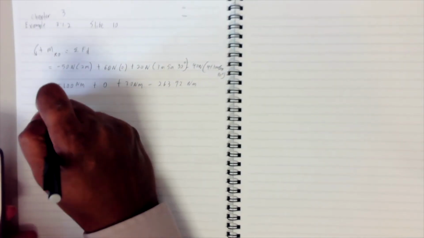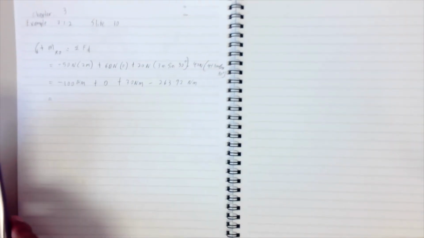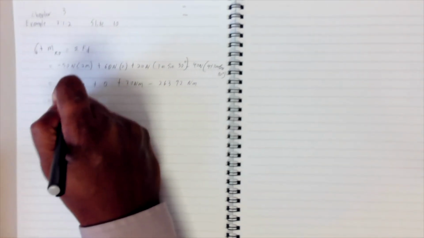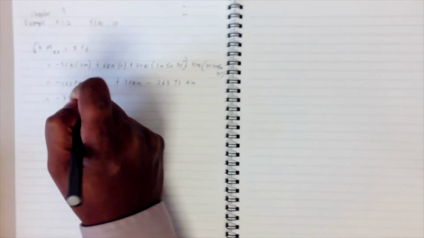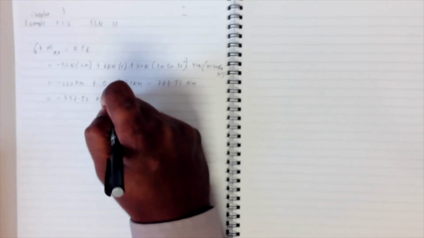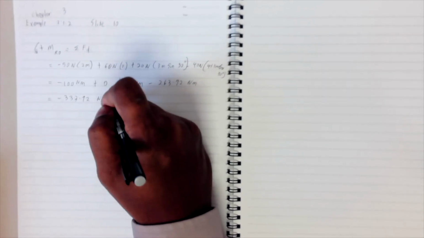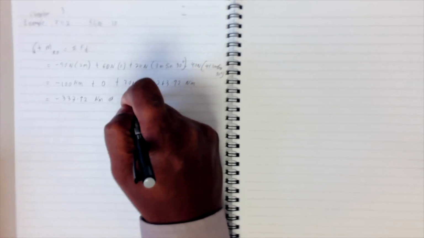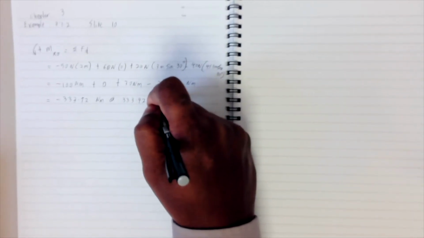So when we do the computation, we will get negative 100 plus 30 plus negative 263.93. So we get a value of negative 333.92 Newton meter, which, when negative, is a clockwise direction, or we can also write it as 333.92 clockwise direction, CW.